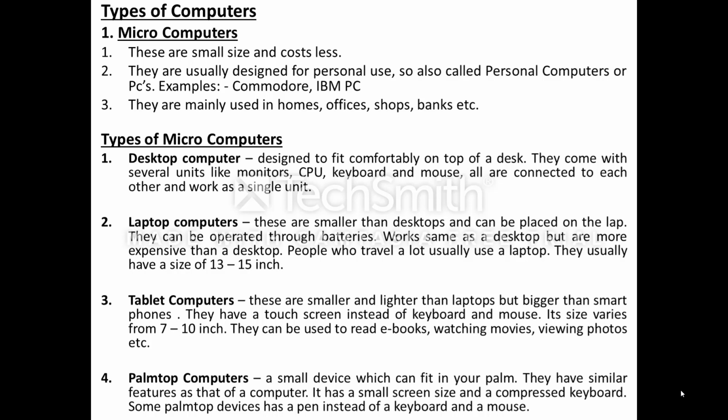Next is your laptop computer. Laptops are smaller than desktops and they can be placed on the lap. They are operated through batteries. For example, if you're working with a laptop with the electricity connection and suddenly the light goes off, then there is no problem. Why? Because it works on the batteries also. So when the light goes off, it switches on to the battery mode, right?